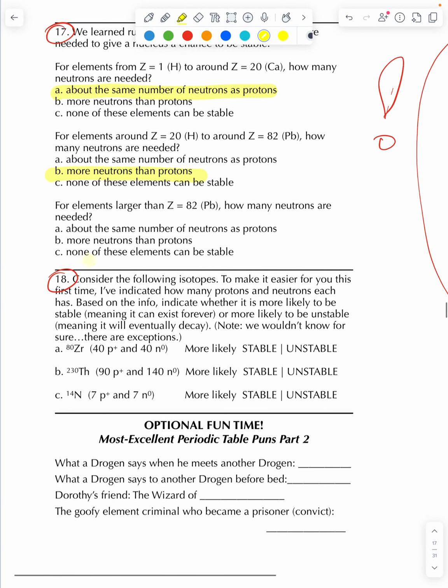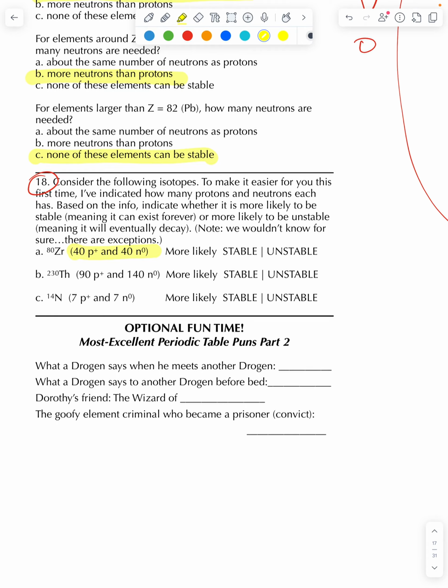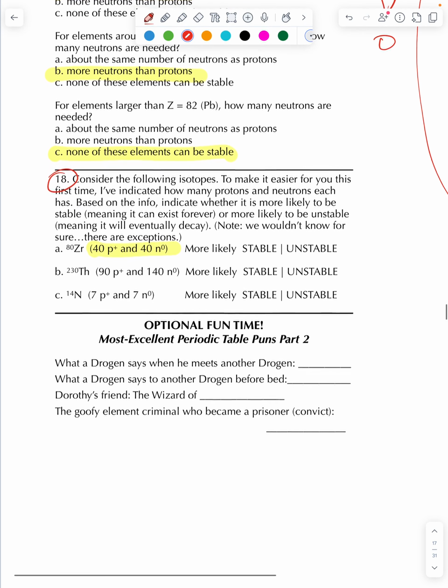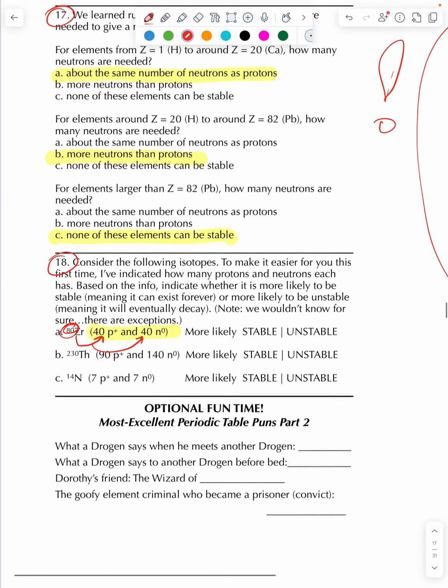If I gave you just zirconium 80, I'm going to make you work a little harder on the final. You would need to look in the periodic table and you would find out that that's element 40. So it means it has 40 protons. But that 80 does not mean it has 80 neutrons. Remember, you need to subtract. So if it has 40 protons according to the periodic table and the mass number is 80, it must have 40 neutrons. So is that likely to be stable or more likely to be unstable?